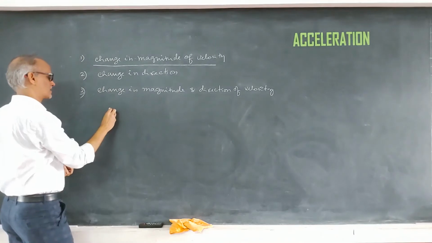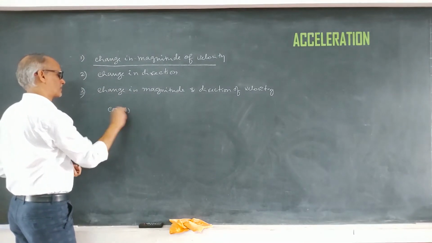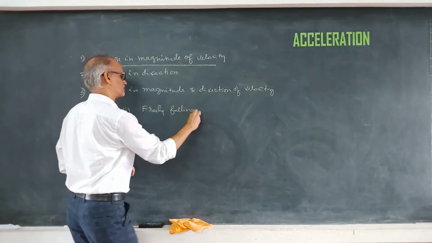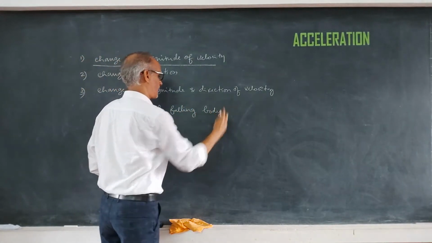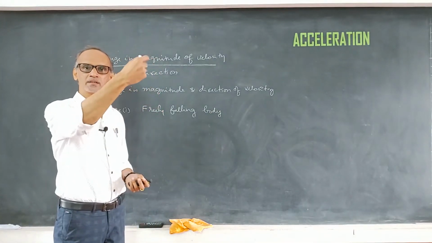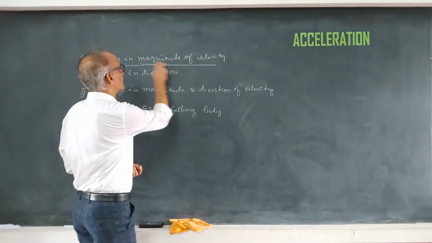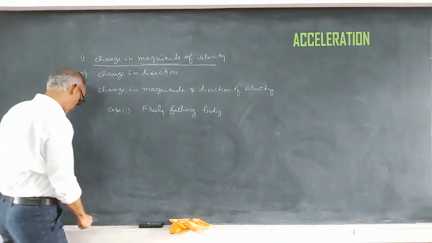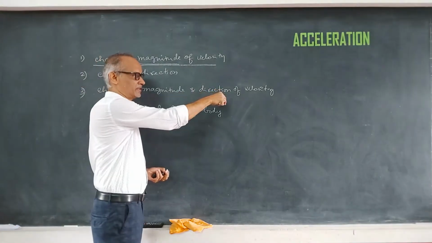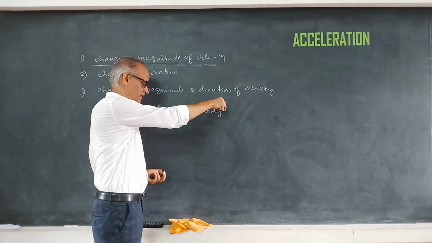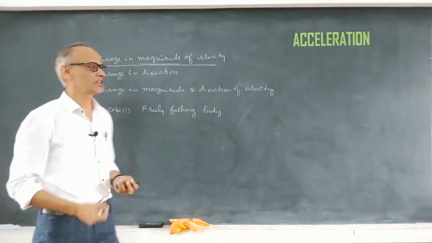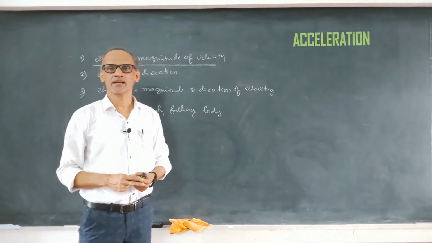Example for the first case, case 1, freely falling body. When a body falls freely, its direction is constant, but its velocity magnitude continuously increases, correct. So, when you take a chalk here, right now its velocity is 0, and when I leave that, its magnitude continuously changes, so we say that the body has acceleration.